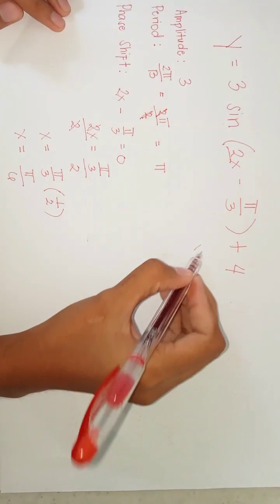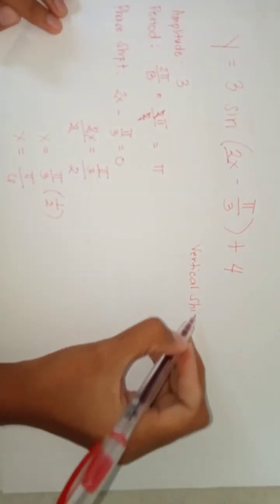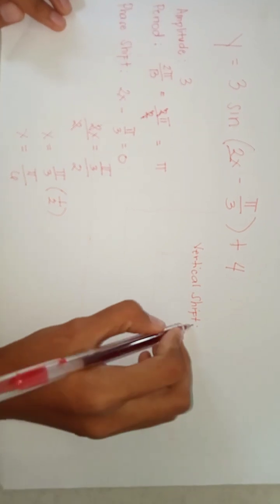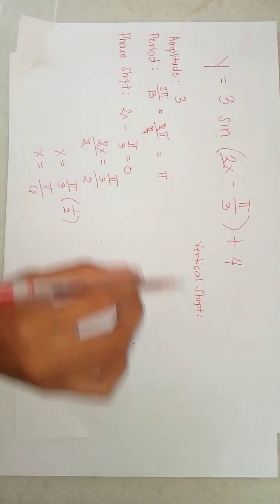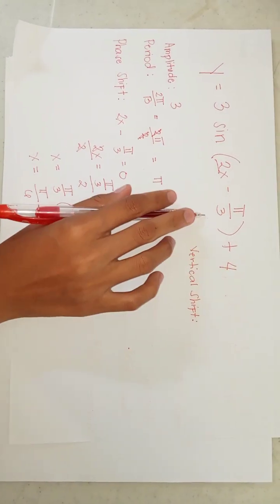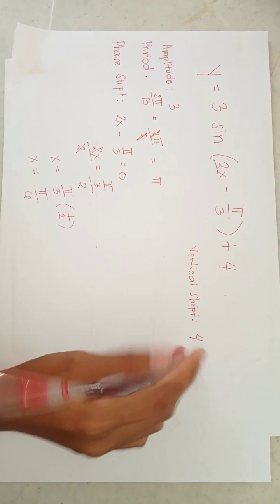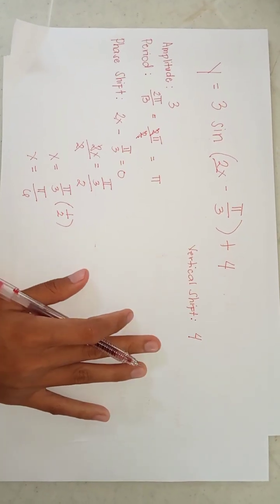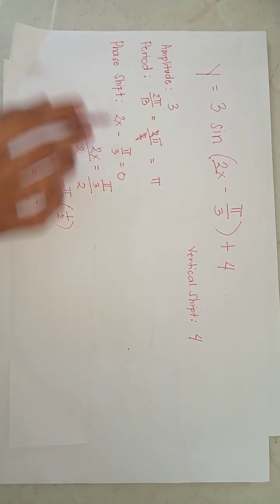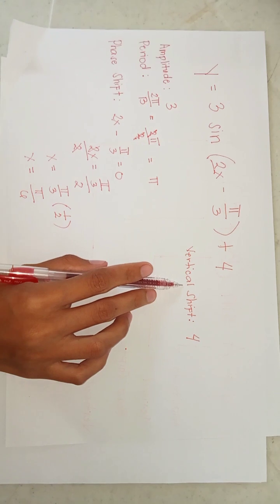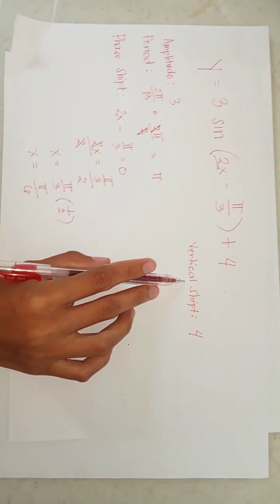And in getting the vertical shift, we can follow the general equation, in which we can get it in the last number after the phase shift. So we have 4. Then, after getting the amplitude, the period, the phase shift, and the vertical shift, we can now proceed to the endpoint for our graph.